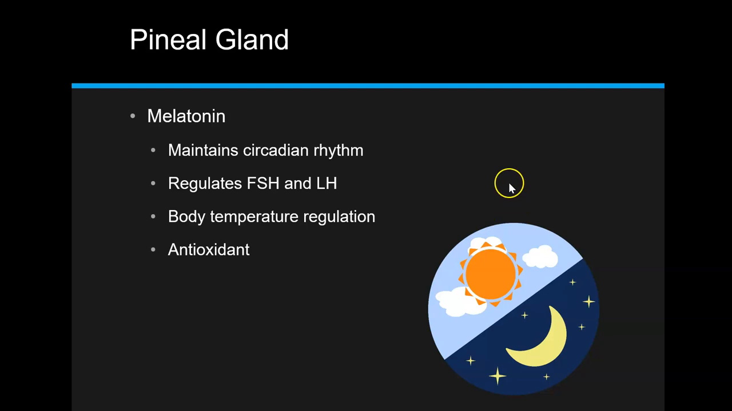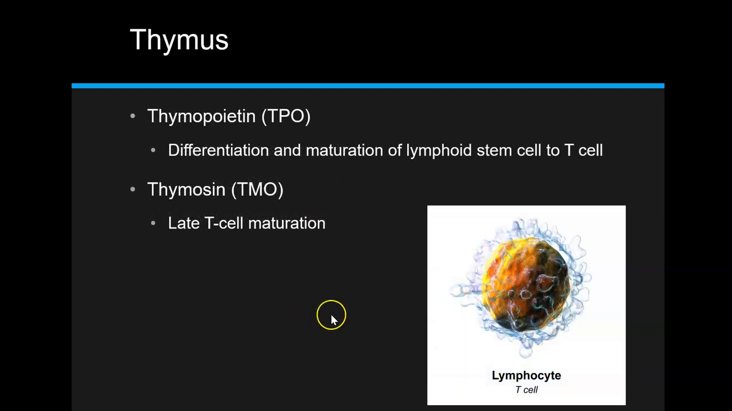Okay, let's talk pineal gland. So the pineal gland produces melatonin. And melatonin maintains your circadian rhythm. So circadian, remember, has to do with day-night rhythms, okay? So your bedtime and getting up time is regulated by your pineal gland. It can also regulate FSH and LH, so your reproductive function is influenced by melatonin, by your sleep. It also influences body temperature, because your body temperature fluctuates during day and night. And melatonin is also an antioxidant.